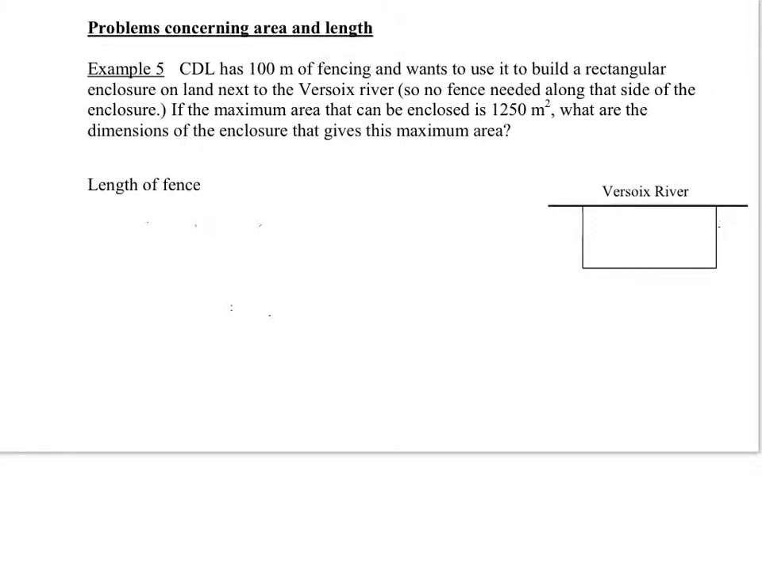In this example, CDL has 100 meters of fencing, that's like material to make a fence, and wants to make a rectangular field and an enclosure next to the Versoix River. So that means there's no fence needed along this side of the rectangle. This side here doesn't need a fence. The only fence that is needed is here, here, and here.